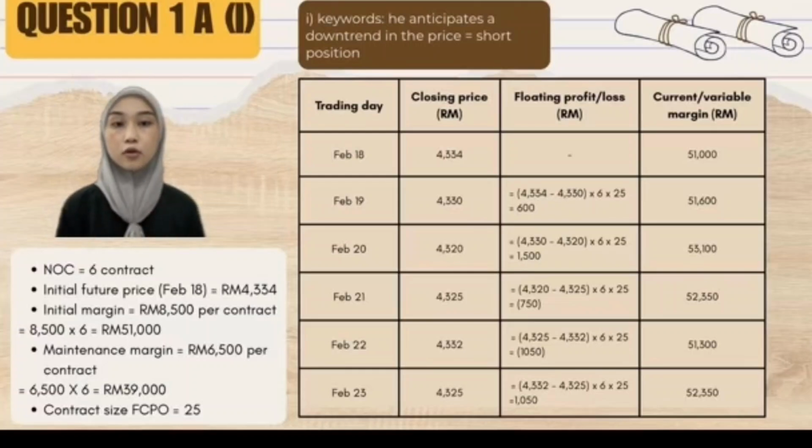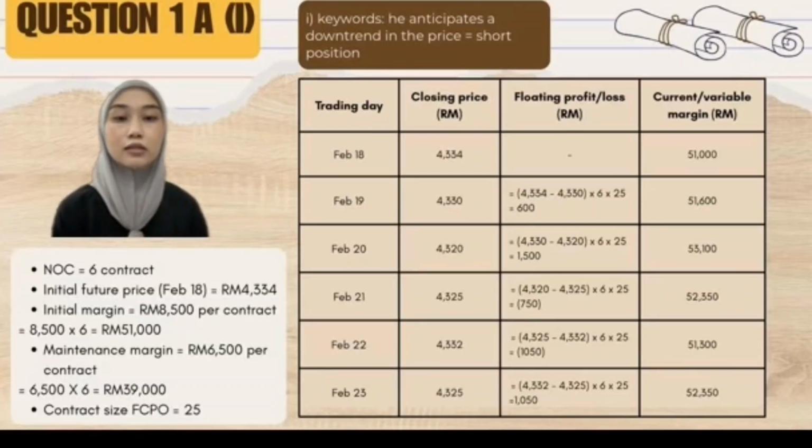In this scenario, Mr. Lee anticipates a downtrend in the price of crude palm oil, CPO. Since he expects the futures price to decrease, he takes a short position, which means he sells the futures contract first and plans to close out the position later by buying it back at a lower price. The spot price is RM 4,325 while the futures price is RM 4,334.